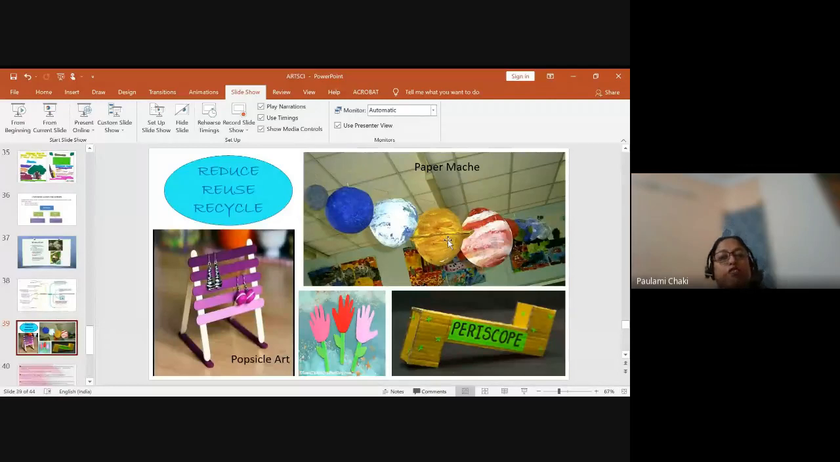Then in reduce, reuse, recycle, we can inculcate paper mache. Then we have popsicle art. You can see all these different forms which we can use very nicely. This is a solar system in our school, and many different types of popsicle activities can be done. Those ice cream sticks can be used, right? So reuse can be done. Children have made periscopes, and kaleidoscopes also using waste cartons. So these activities we can do.